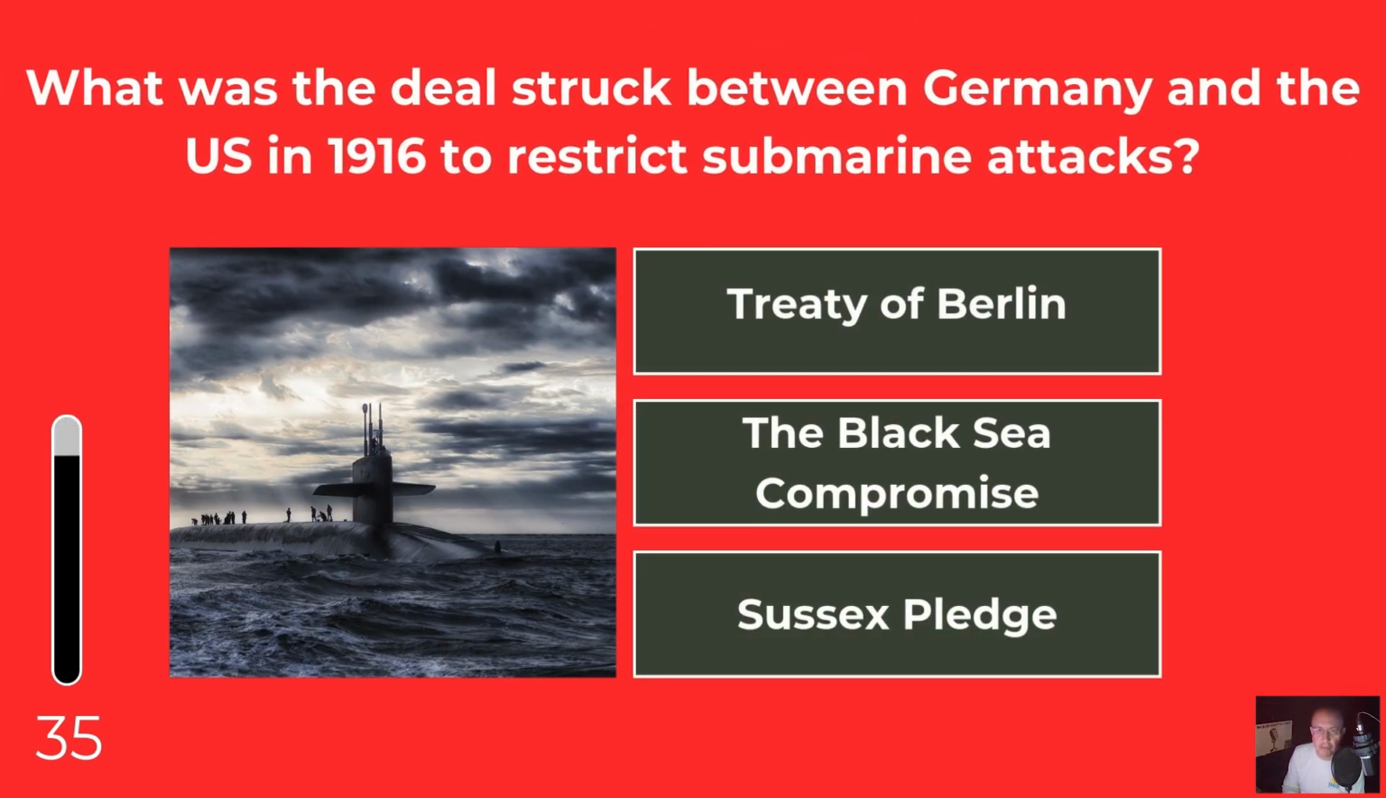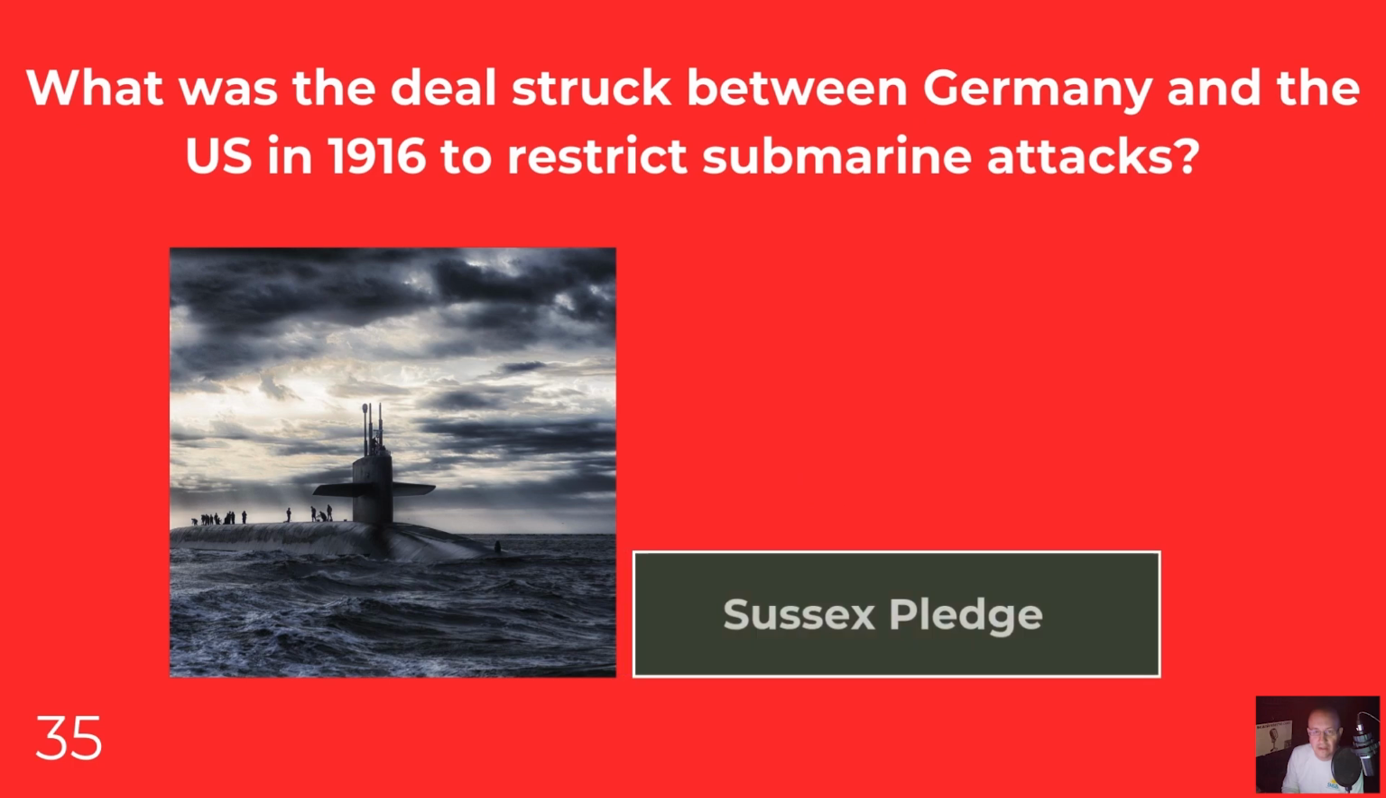What was the deal struck between Germany and the U.S. in 1916 to restrict submarine attacks? Was it the Treaty of Berlin, the Black Sea Compromise, or the Sussex Pledge? It was the Sussex Pledge.